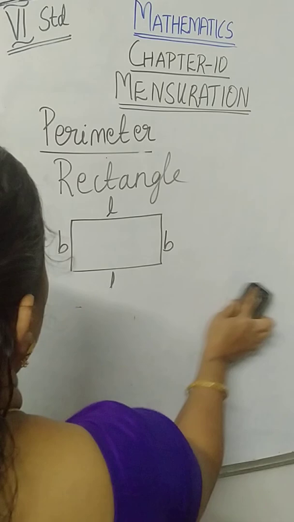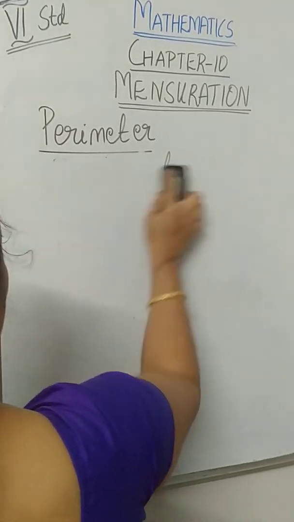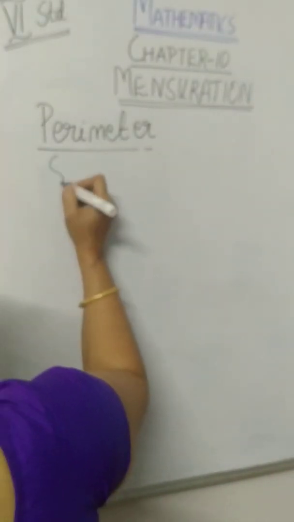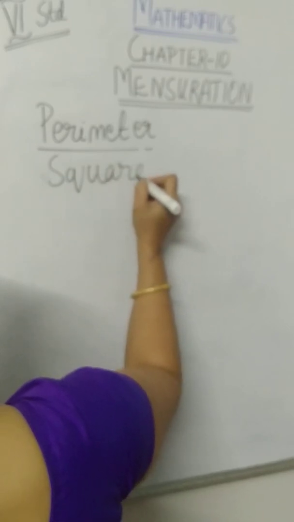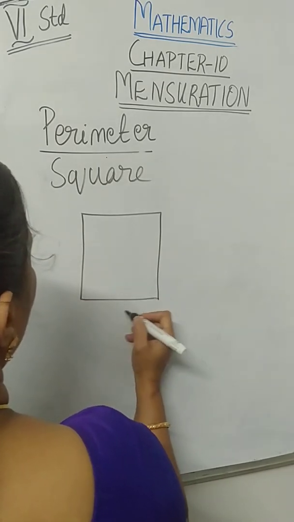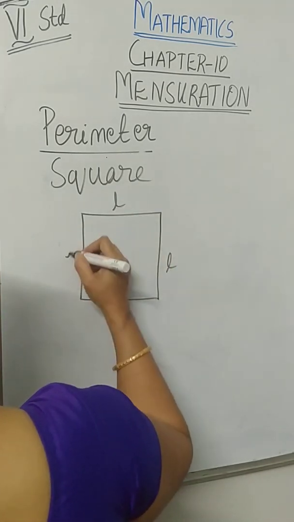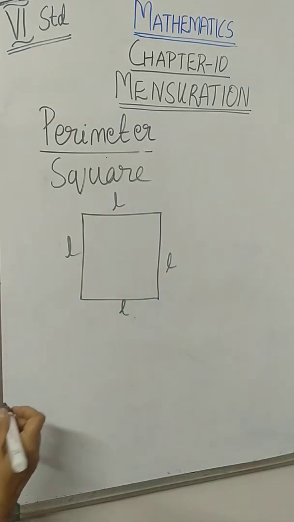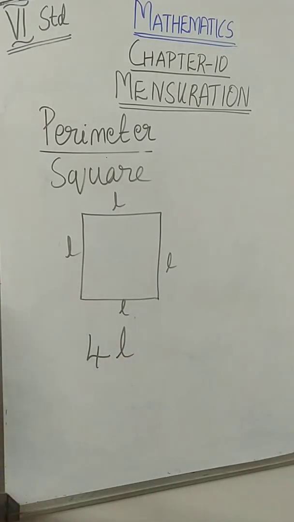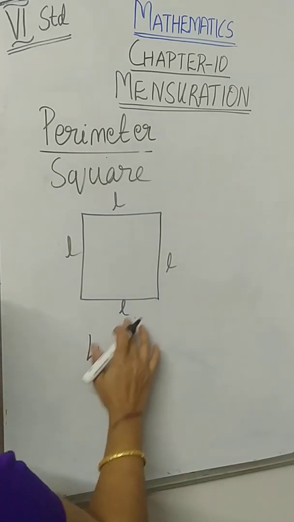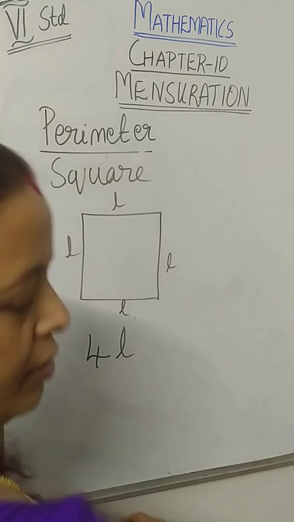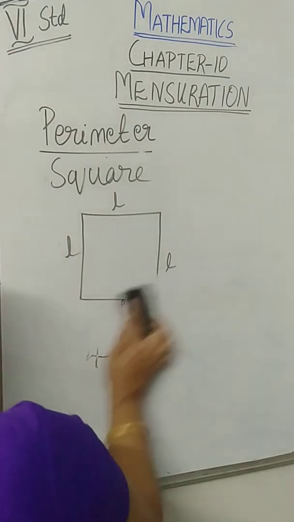Same way, what will be the perimeter of a square? Let us see. Perimeter of a square. As you all know, square has 4 sides which is of equal length. Is it or not? So, if all the sides are equal, so it is L. 4 L are there. So the perimeter of a square is 4 into L, that is 4L. Yes, 4 into L, that is 4L. L plus L plus L plus L, that is 4L. Okay, so this is the formula for perimeter of a square.